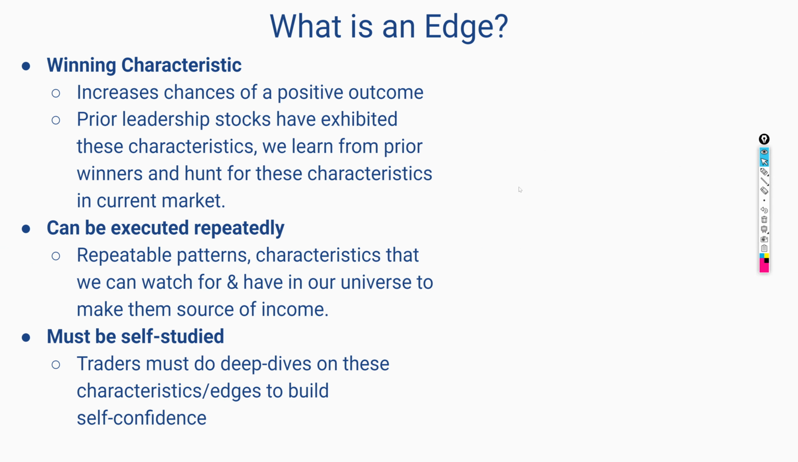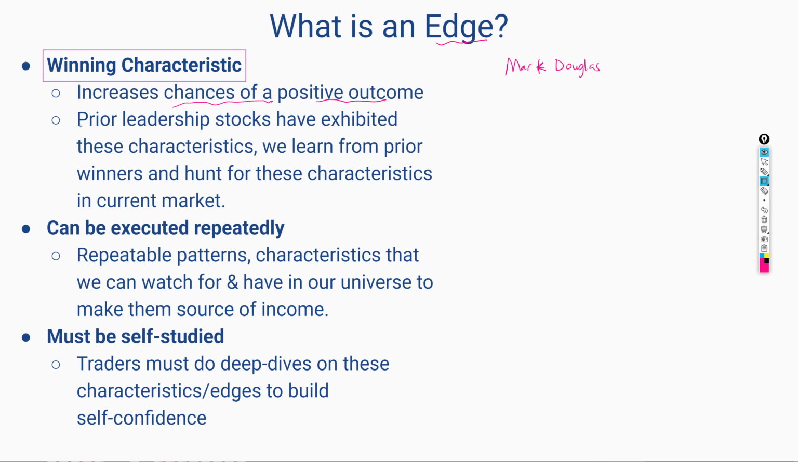So to start with, what is an edge? If you've read Mark Douglas's book, it says it fairly well. It's basically when your probabilities favor you a little bit more for a positive outcome versus one that could be a negative outcome. So an edge is basically increasing your chances of a positive outcome. And another word that you will see in our service is that we refer to edges as winning characteristics.